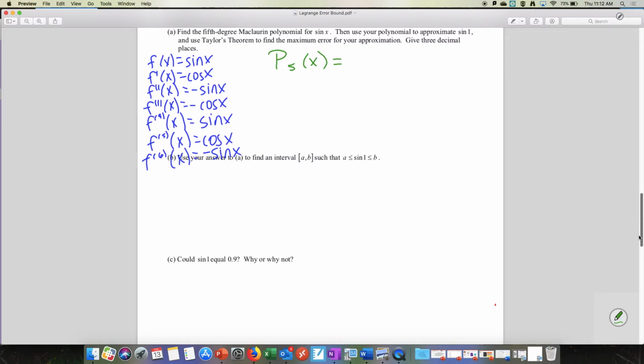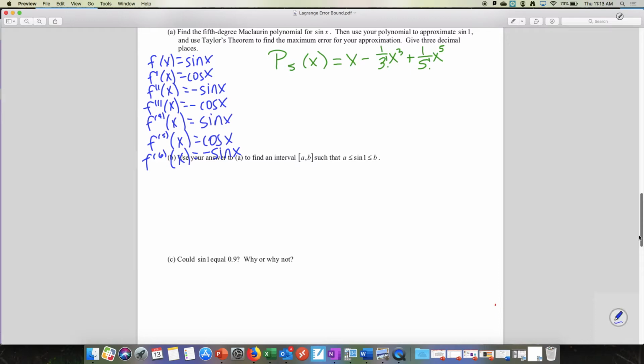All right, Chris, what do you have? I have x minus 1 over 3 factorial x cubed plus 1 over 5 factorial x to the fifth. Thank you. I've been forgetting to write this. Kind of an important thing. Okay. Do you agree with what Chris has? Yes. Thank you, Chris.